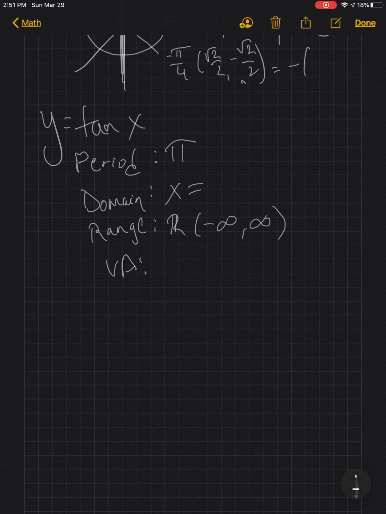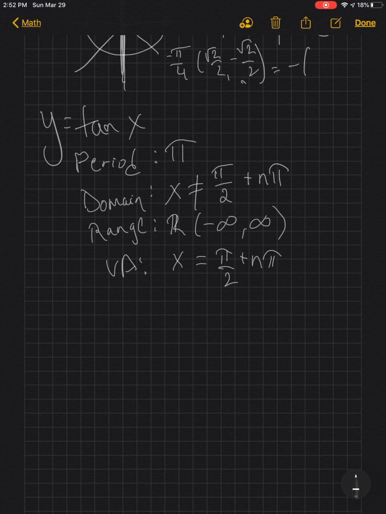So domain, we said this earlier. What x values are not included in the domain of tangent? Well, every time we reach a pi over 2. So how do we write that? X cannot equal pi over 2 plus n pi. So it's always going to be pi over 2 plus n pi, depending on your period. Now, once you figure that out, your vertical asymptote is the same as your domain, except instead of writing not equals, we're going to write equals. So x equals pi over 2 plus n pi.